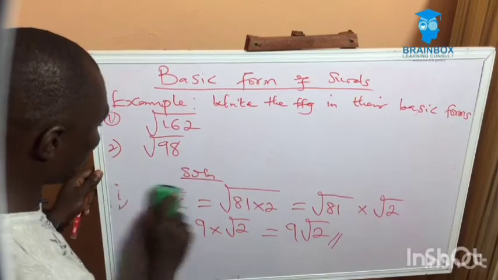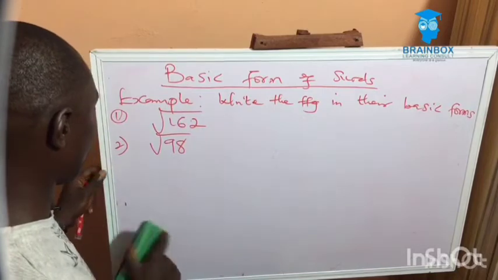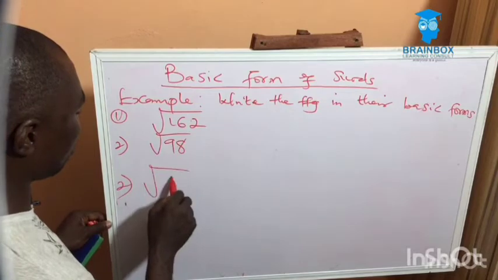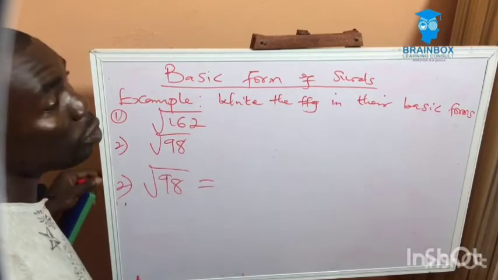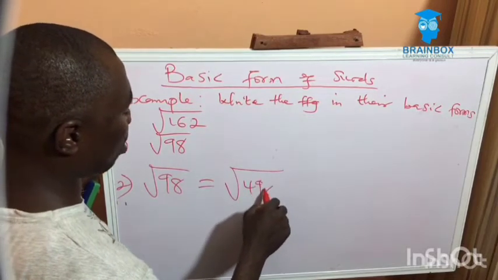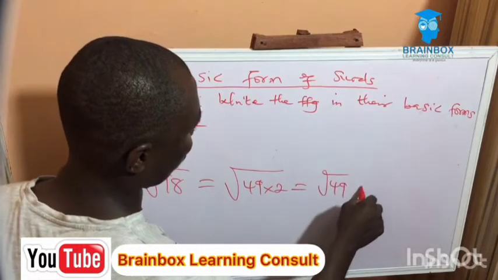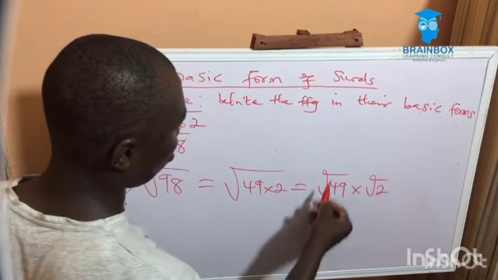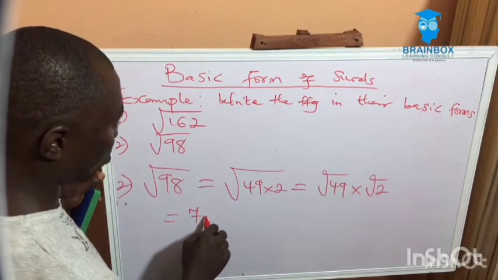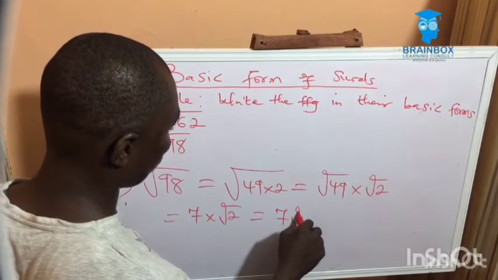So quickly, let's go to example 2. In example 2, we are having root 98. For root 98, you agree with me that we are having 49 times 2. So that will be root 49 times root 2. So what's root 49? We'll be having 7 times root 2, that is, 7 root 2.